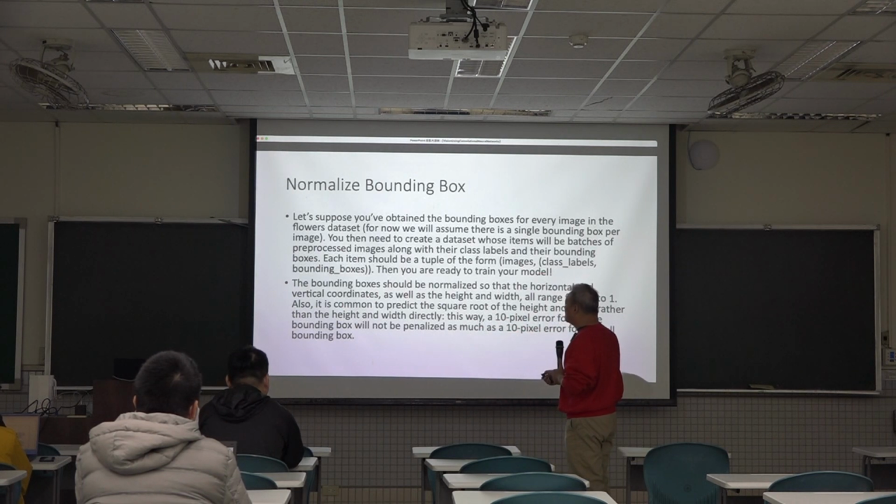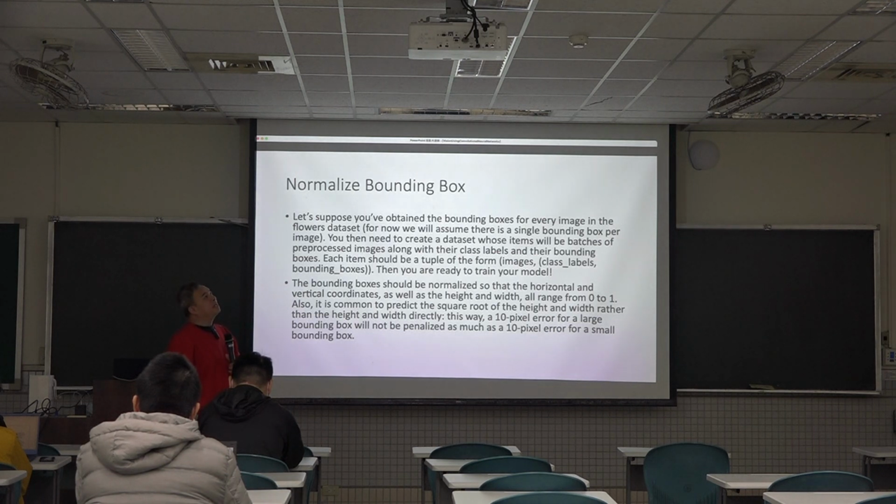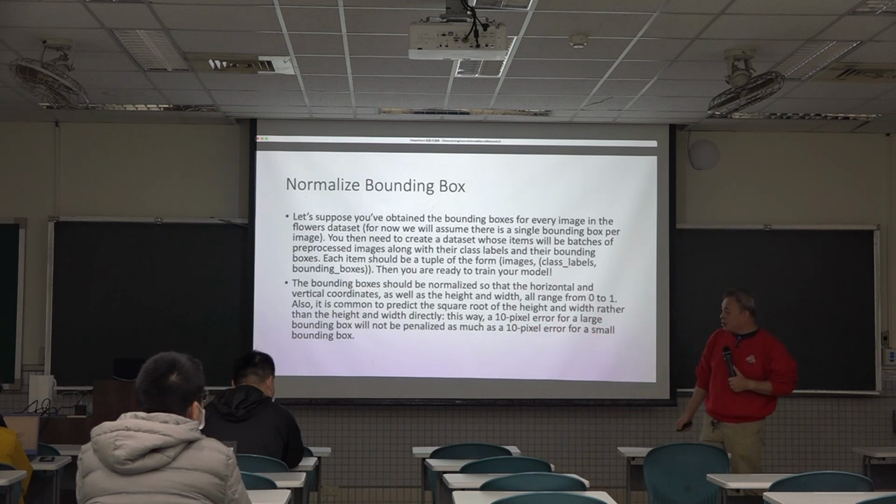The bounding boxes should be normalized so that the horizontal and vertical coordinates, as well as the height and width, range from 0 to 1. This normalization is to avoid the situation where some features have a wider range and so have a stronger impact on the model performance. We normally do not want that, so we normalize those 4 numbers in the bounding box label.